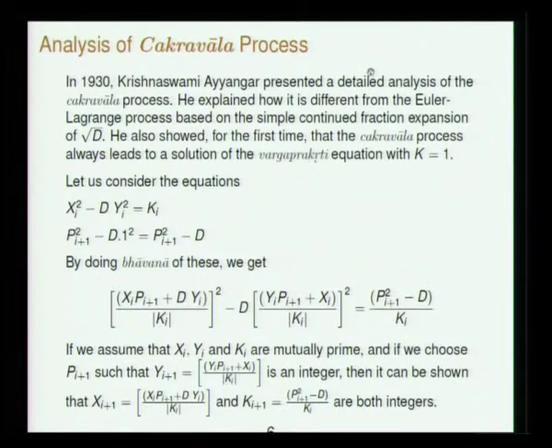So let us summarize how Krishnaswamy Iyengar analyzed this algorithm. He proved that this process always leads to k is equal to 1. He also showed that the process is different from what is known as the Euler-Lagrange method, which is based upon the simple continued fraction expansion of root d. I will explain all these things.